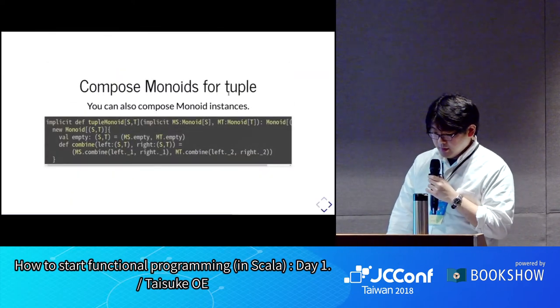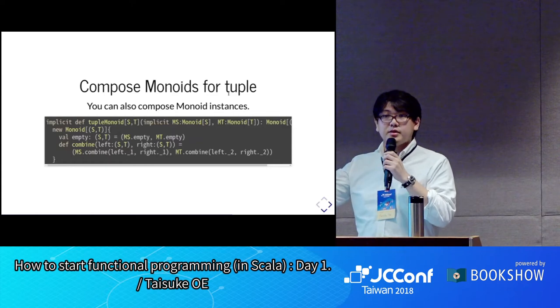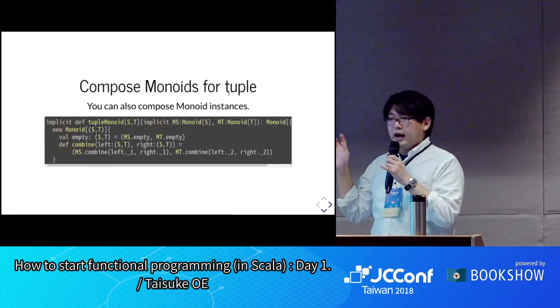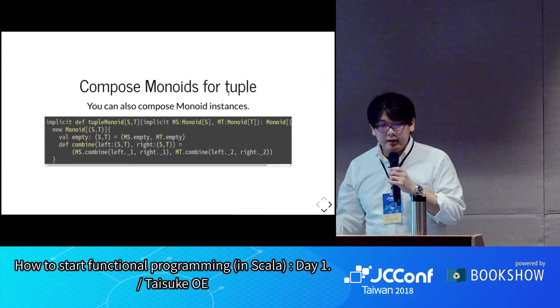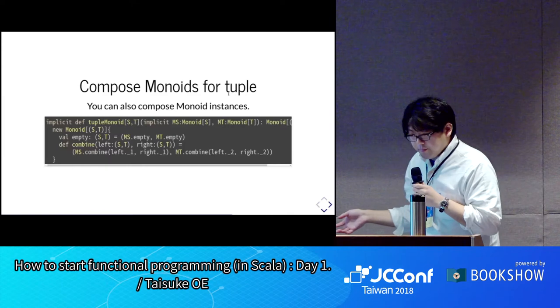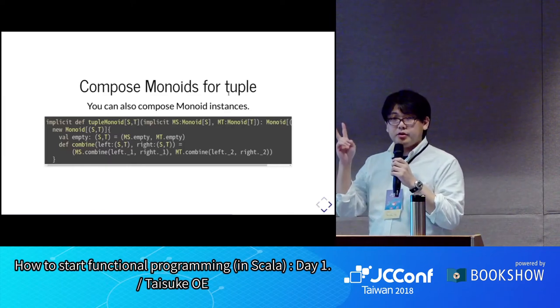Okay. And also, this is kind of inducible. It's kind of induced from another monoid instance. Then the next example is composing the monoids. In this case, we use a Tuple2.